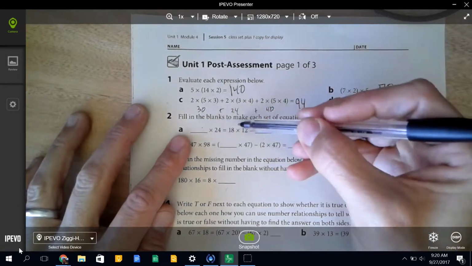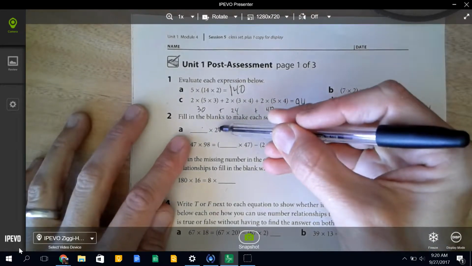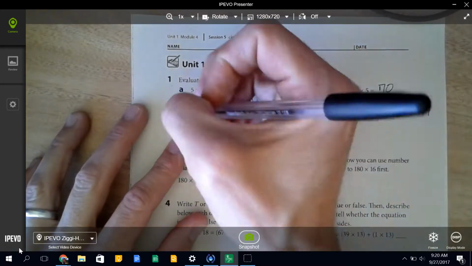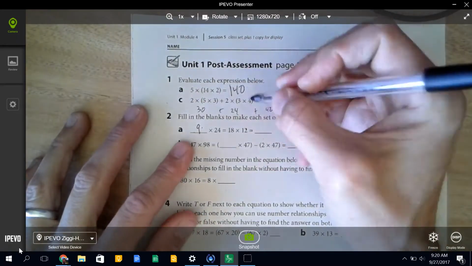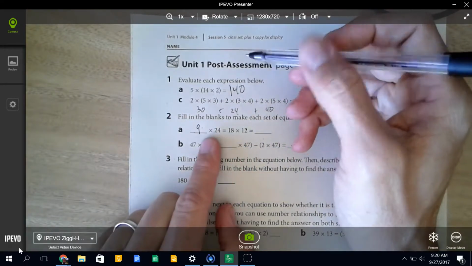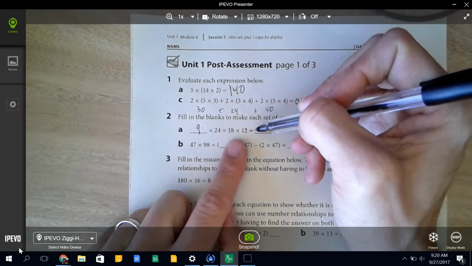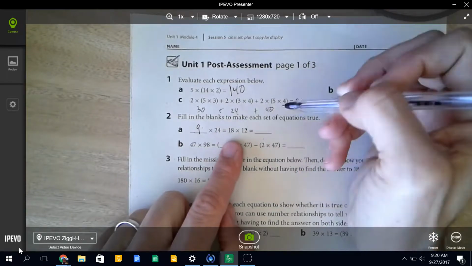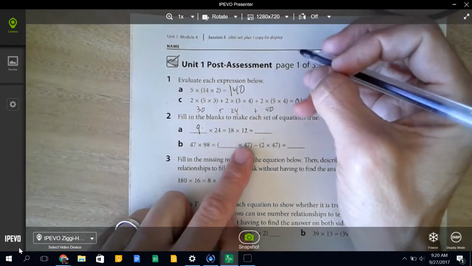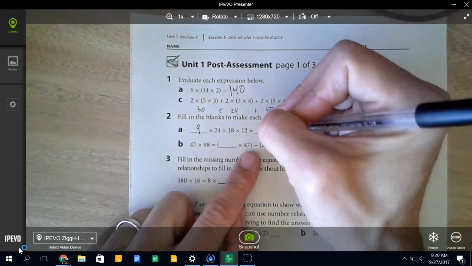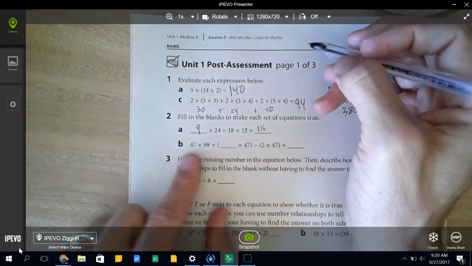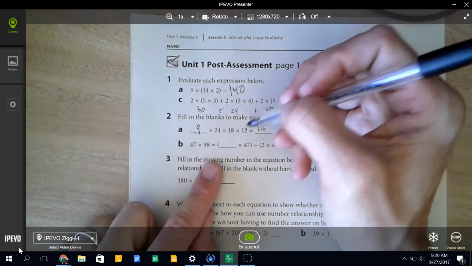All right, fill in the blanks to make each set of equations true. So if I look here, I see 12 is 24 halved, so I'm going to be looking for the half of 18 over here. So 9 times 24 is the same thing as 18 times 12. What could be a way I could do this? Well, I know 12 times 8 is 96, and 12 times 10 is 120. So that would be 120 plus 96, which is 216. Is that right? That seems right.